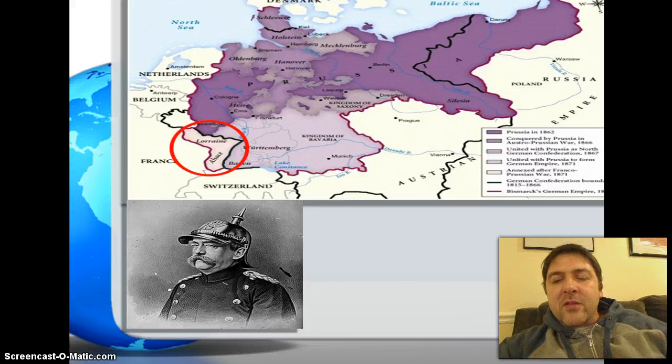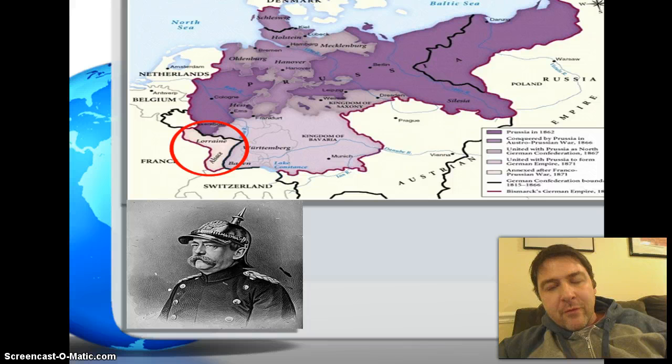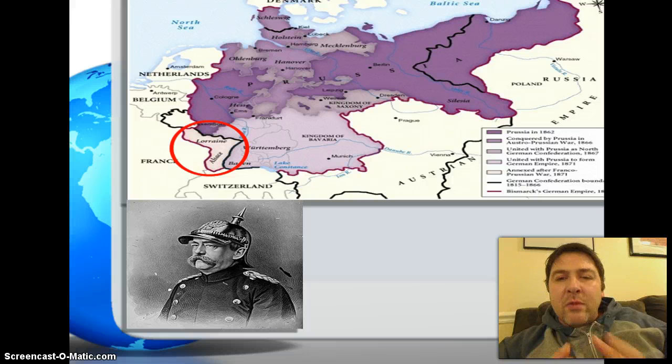We can see on this map here, the large dark purple area was Prussia going into the 1870s. The lighter purple areas are areas that Bismarck had gotten to join the German Confederation. Okay, the states were joining together and were known as the German Empire by 1870, but that area in the red circle, right there on the border of France, an area known as Alsace and Lorraine, these areas remained outside of Bismarck's control.